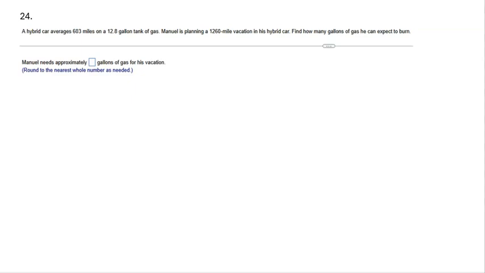A hybrid car averages 603 miles on a 12.8 gallon tank of gas. Now notice that is a ratio. So you could set that up as 603 miles, let me get my pen again, 603 miles to 12.8 gallons of gas. Okay, and it says Manuel is planning a 1,260 mile vacation in his hybrid car. How many gallons of gas?